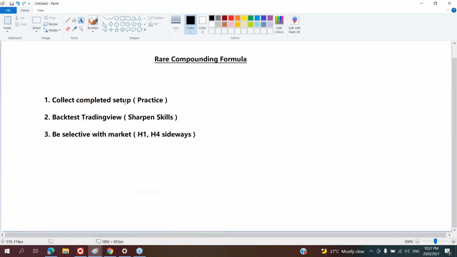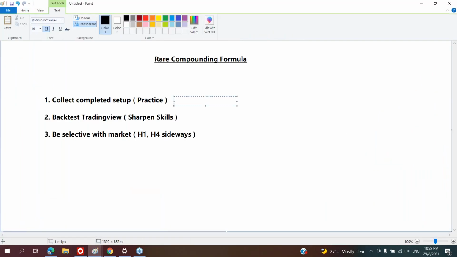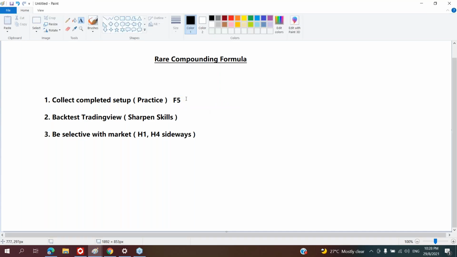You collect the completed setups, more on the Fantastic Five, such as QM, QMR, QMC, SNRC1, SNRC2, and QM manipulation. After you do well with it, you go to the big backtest on TradingView to sharpen your skills. And after that, you go to the real market, but you have to be selective with the market. H1 and H4 sideways. This is very recommended by me.